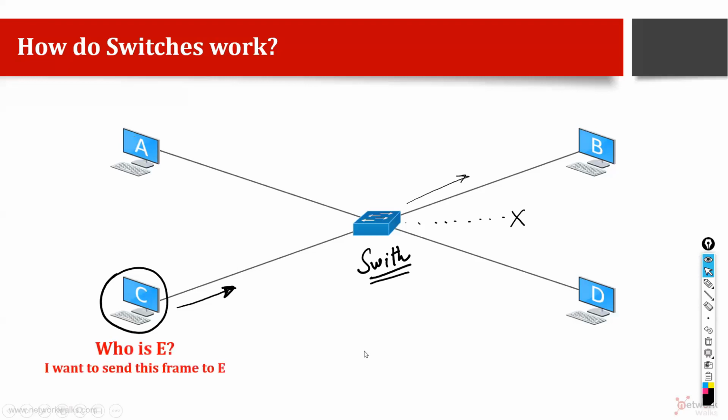So the switch receives the message from C and it forwards to everyone. If there are 100 devices connected to this network, it will forward to all 100 devices. If there are 200 devices, if there are 1000 devices, whatever devices, it will forward to everyone in the whole network, whoever is connected with a switch. So it means switches do the broadcast.